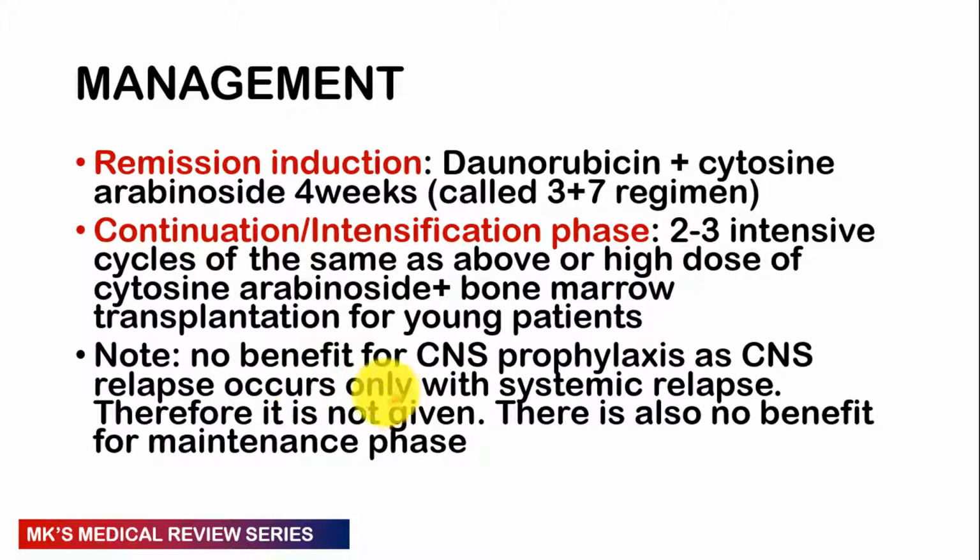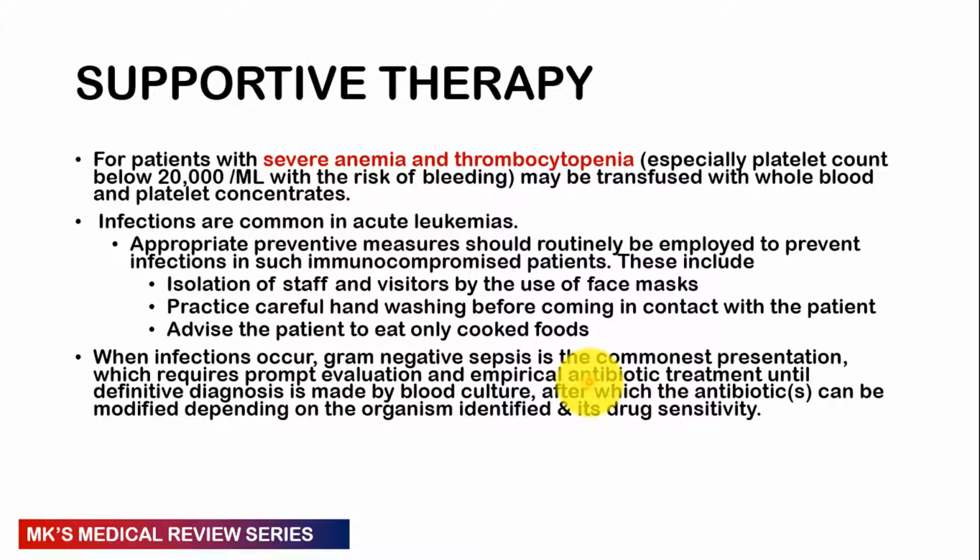And of course, there is no benefit of the CNS prophylaxis because CNS relapse only occurs with systemic relapse or in some variants of the disease. And there is also no benefit of the maintenance phase when you're treating acute myeloid leukemias. You see the main difference between acute lymphocytic leukemias and acute myeloid leukemias. And then, of course, supportive therapy is exactly the same.